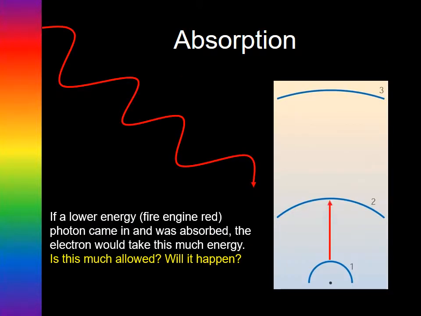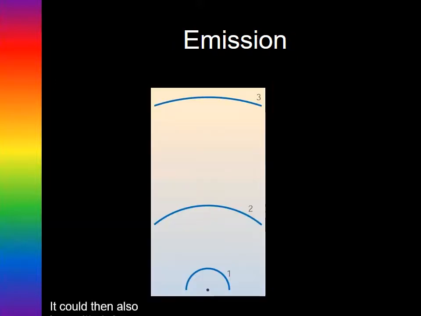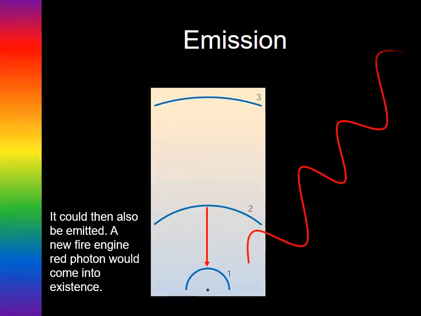Now if a lower energy photon came in, perhaps fire engine red, then the atom could absorb that photon, the electron would jump up. Notice this shorter jump. This tells you also less energy. Less energy is a shorter jump. Is this allowed? If it jumps you up to an allowed energy level, it is. So will it happen? If it's allowed, it must happen. But don't worry, because the electron hates it and has to get rid of it as quickly as possible.